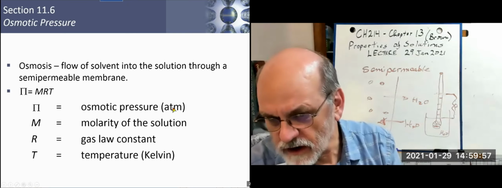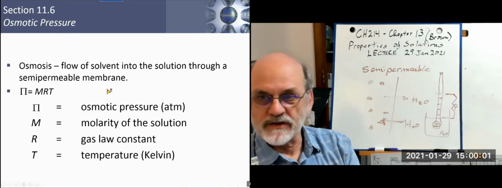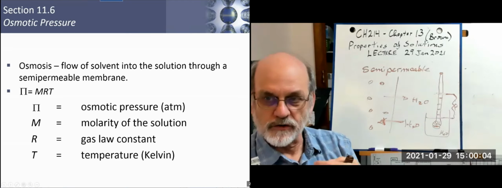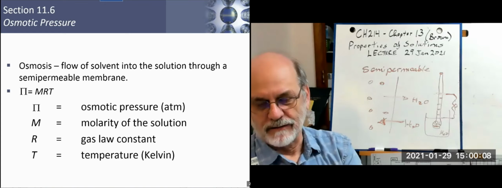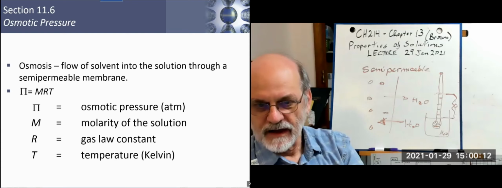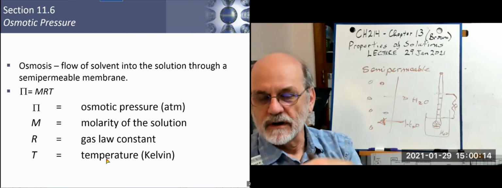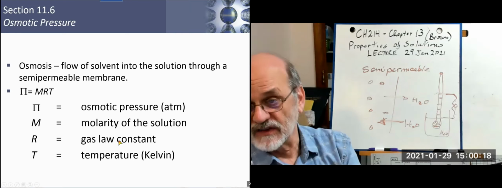Well, this is the key right here: atmospheres. We would use the one that has atmospheres in it. So it'd be 0.08206 liter atmospheres per mole K. That would be R, the gas constant. And then T is the temperature in Kelvin, right? Because the gas constant is also in Kelvin.